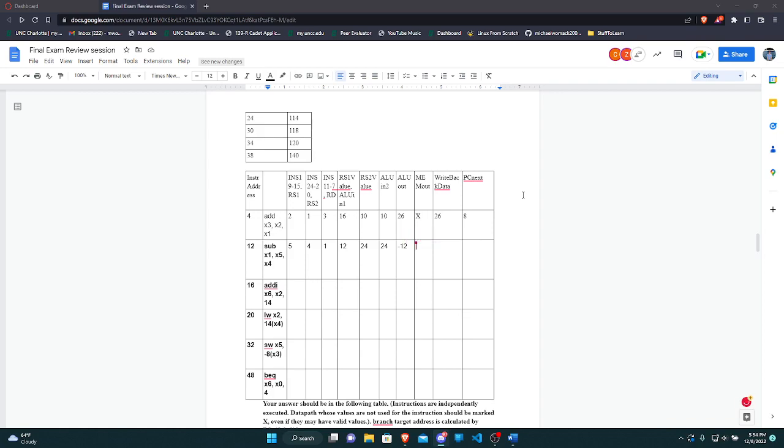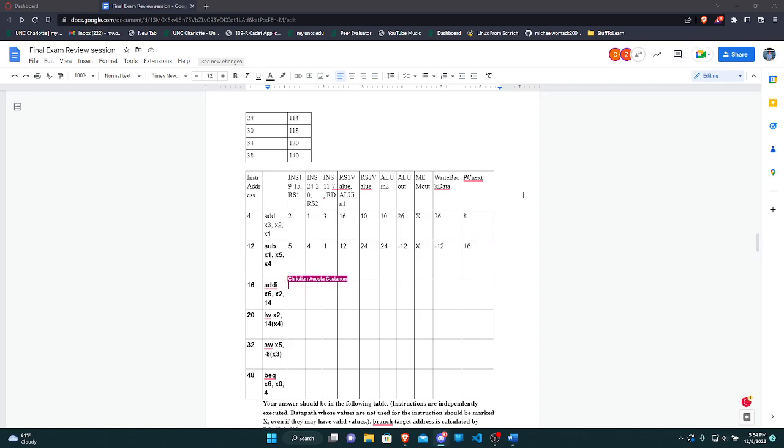So in the next column we don't need a memory out, since that's mainly for the load word. For write back data, that's going to be your -12, and for the PC next, in most cases we'll just add by 4 to get 16.